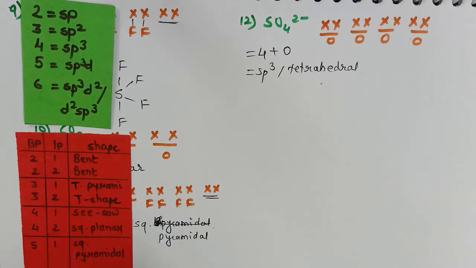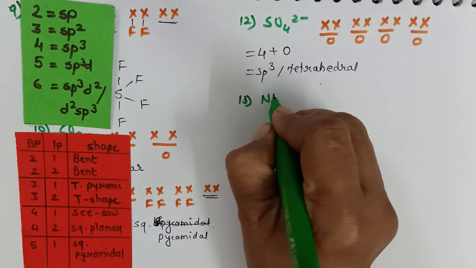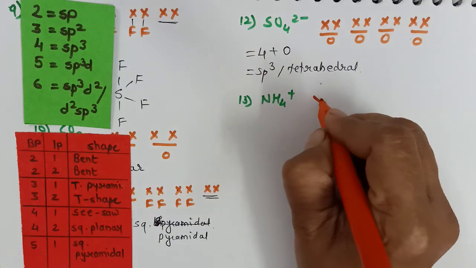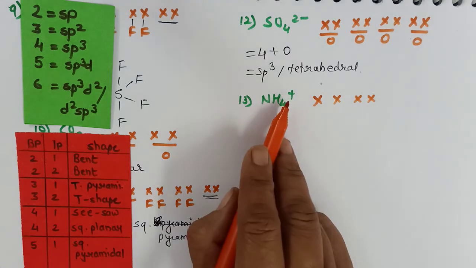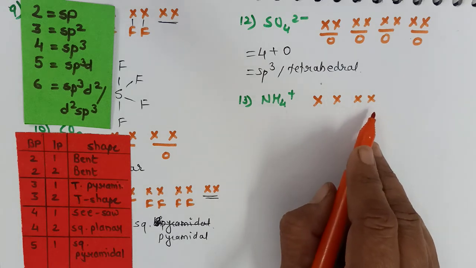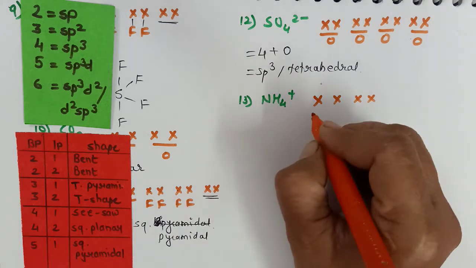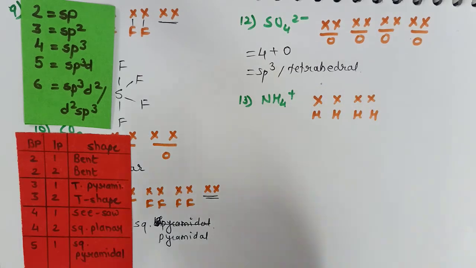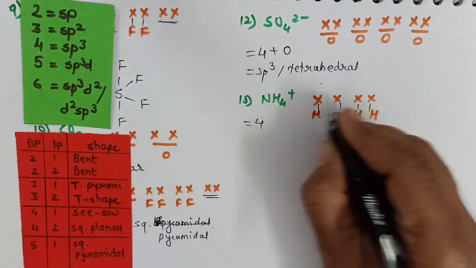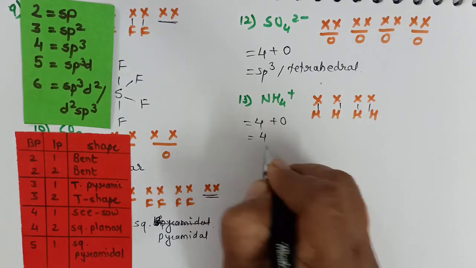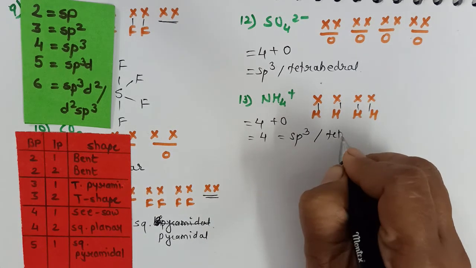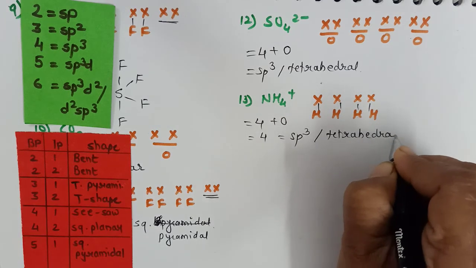The next example is of NH4 plus. Now there are 5 electrons in the outermost shell of nitrogen. But plus, that means 1 electron has been lost and therefore we will consider only 4 electrons of nitrogen. Each of them will form a bond with hydrogen. So as we can see, 4 bond pairs and no lone pair left out. And therefore nitrogen undergoes sp3 hybridization, thus showing tetrahedral shape.